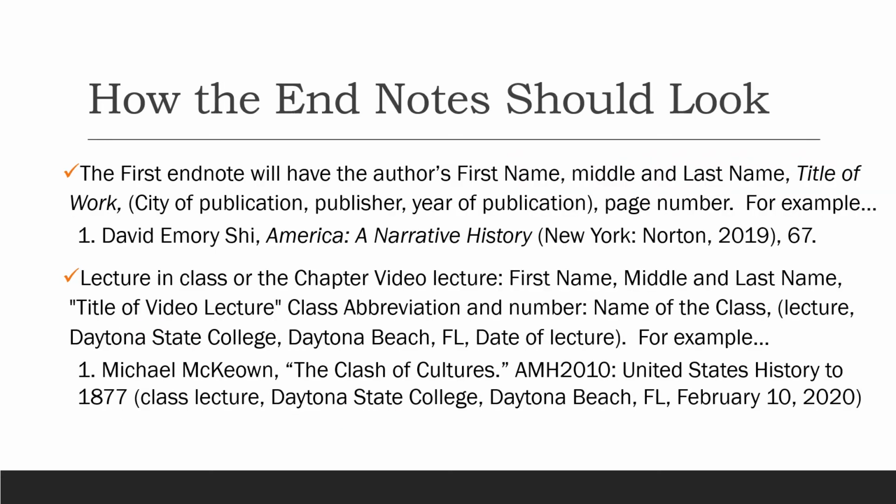So how should the endnotes look? The first endnote will have the author's first name, middle, and last name, and then in italics, the title of the work, comma, and then in parentheses, the city of publication, comma, publisher, comma, year of publication, close parentheses, comma, and then the page number, period.